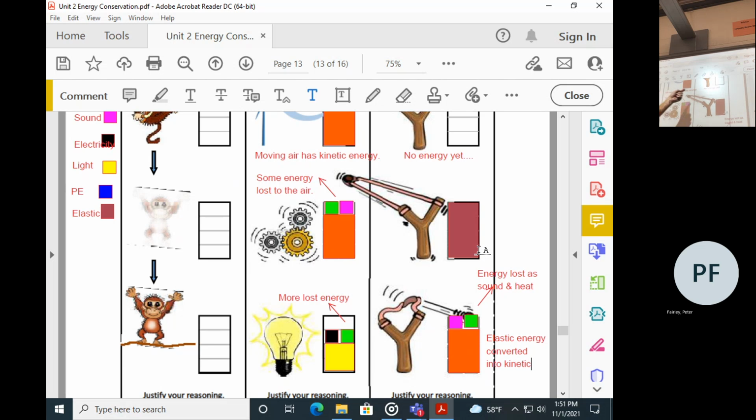You just label it as having no energy yet. It's just the slingshot sitting there. So we're going to leave it blank, but we need to explain why we left it blank. So we wrote no energy yet to begin with the top one.